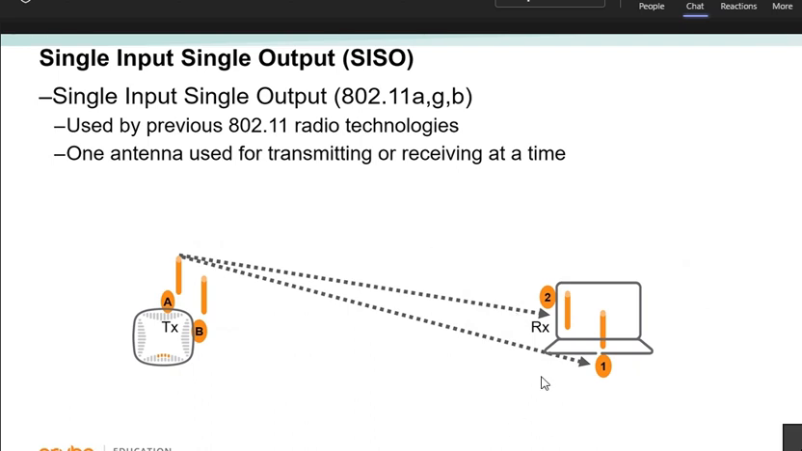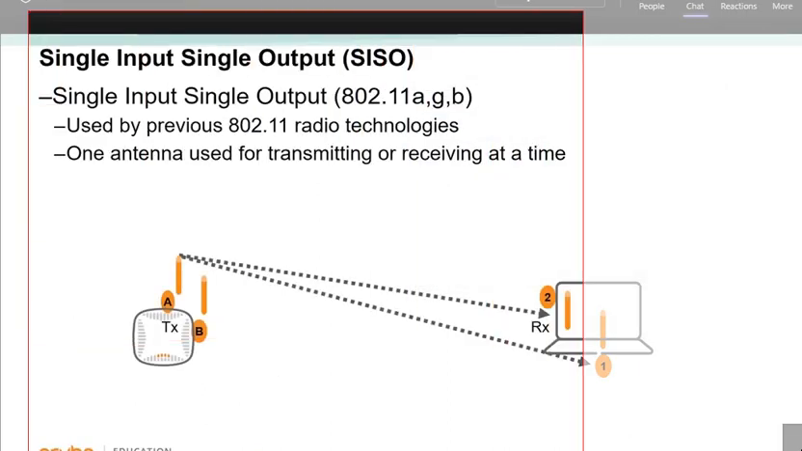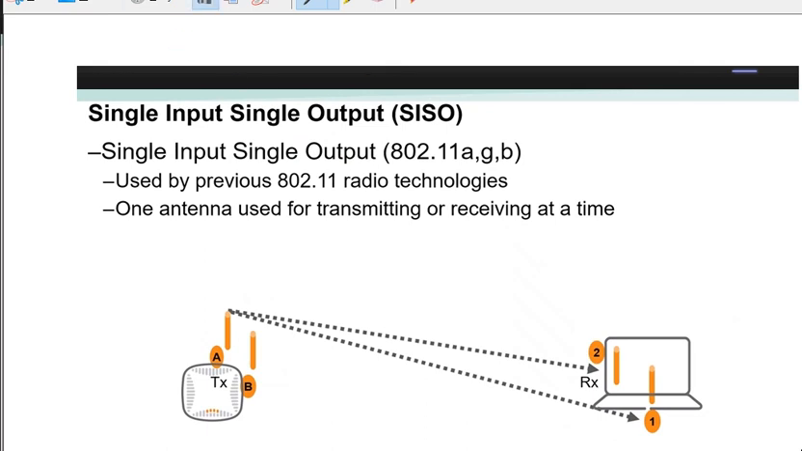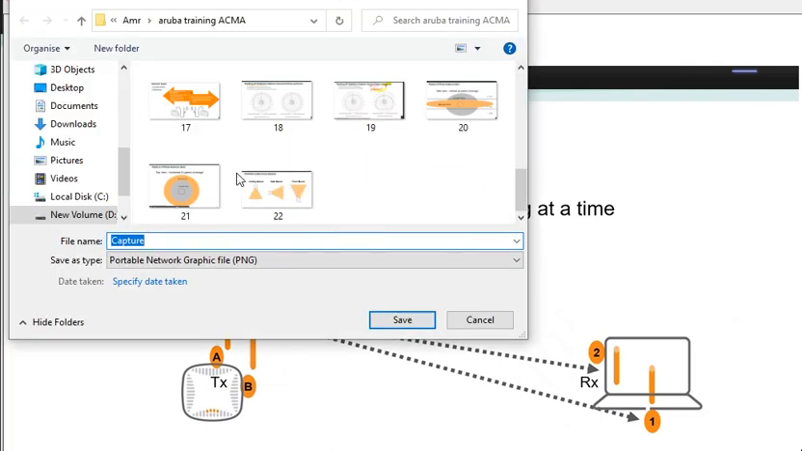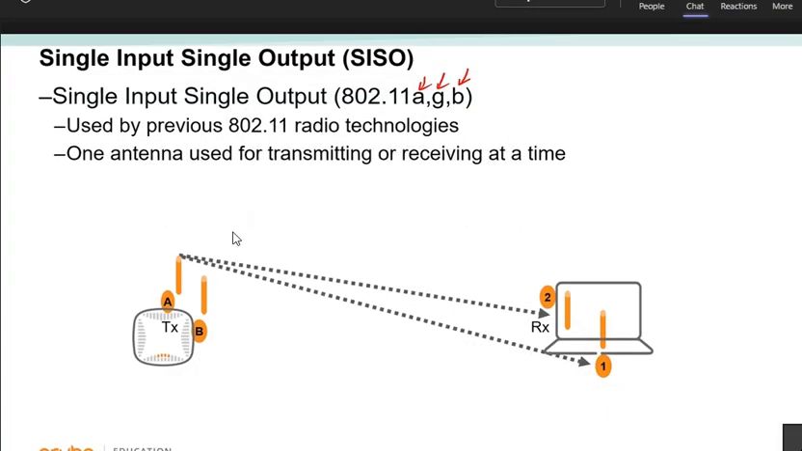Next is your single input and single output. This is a legacy technique which was used by the IEEE 802.11 a, b, and g standards in order to send the data between your access points. What is this technique? At any given point of time, only one single antenna is used to send the data from source to destination. From your access point, it will use only one antenna at any given point of time to send the data. Let us assume the data being sent is hello.